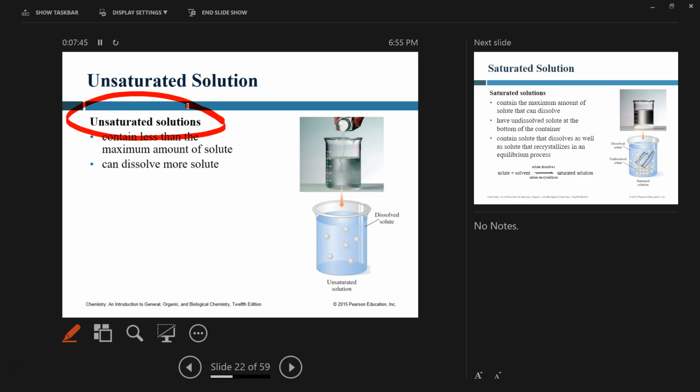So I'm going to talk about unsaturated solutions first. Basically, if you take, I don't know, a cup of coffee and add a couple of teaspoons of sugar, that will completely dissolve and that's going to be just fine, and you can add more. So that's an example of an unsaturated solution of sugar. Does that make sense?